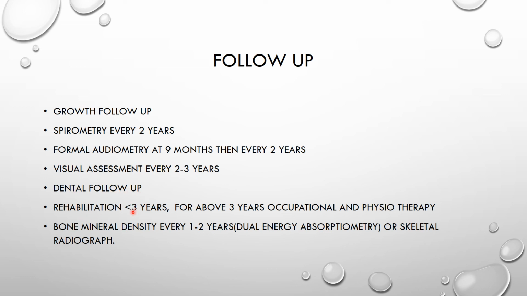Okay, then because of the osteogenesis imperfecta, we do rehabilitation in those less than 3 years. For about 3 years, we do occupational therapy and physiotherapy. Then we do a bone mineral density every 1 to 2 years. This is a dual energy absorptiometry or a skeletal radiograph to check if the bones are strong enough.